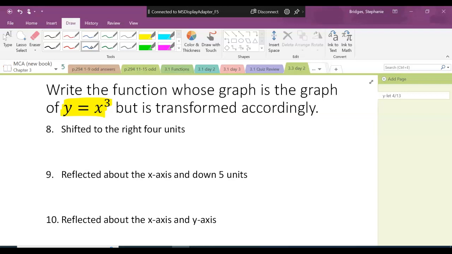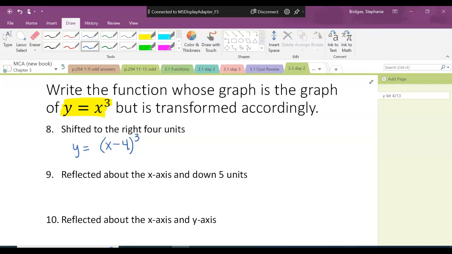All right. 4 right or 4 units to the right, inside or outside? Inside. So it's going to go y equals, but because it's inside, think about this. It's whatever I do to x before I cube it. And is it going to be plus 4 or minus 4? Minus 4. Okay. So I should have y equals, in parentheses, x minus 4, and then a cube on the outside. Does that make a little bit of sense? Okay.